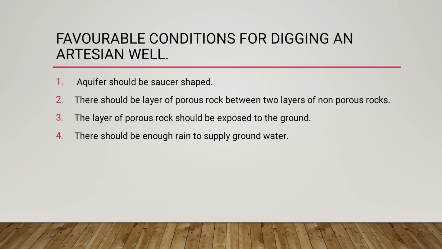Now we need some conditions for digging an artesian well. What are those conditions? The aquifer should be saucer shaped so that water moves downward in it under the action of gravity. There should be a layer of porous rock between two layers of non-porous rocks so that water gets collected in the porous layer in the aquifer. The layer of porous rock should be exposed to the ground so that water can go inside.